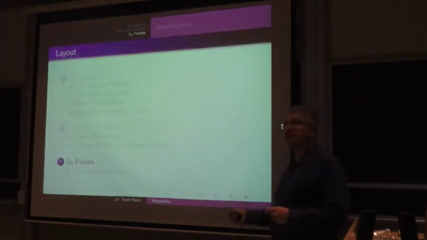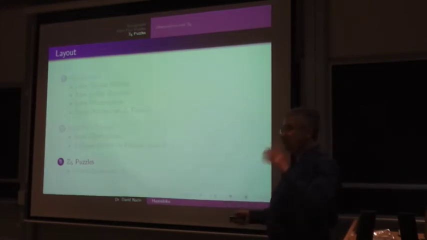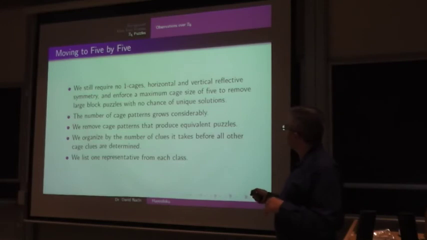Okay, I'm going to take the last few moments really quickly to talk about Z5, what happens when you blow things up a little bigger. I'm still going to require no 1 cages. I'm going to require the horizontal and vertical reflective symmetry, but I'm also going to enforce a maximum cage size of 5 to keep things from getting too ridiculous. The number of cage patterns still blows up here. There's a lot of different patterns.